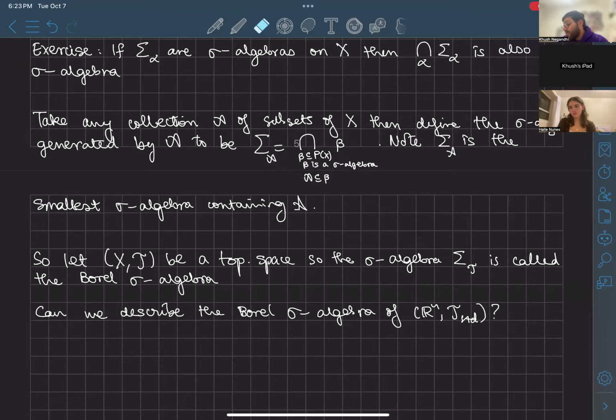Yeah, so I don't know if you can describe the Borel sigma algebra of Rn. I guess it also depends on what you mean by describing. What I do know is that in R, you can restrict to a much smaller class of sets. It turns out that the Borel sigma algebra is the same as the one generated by half open intervals.